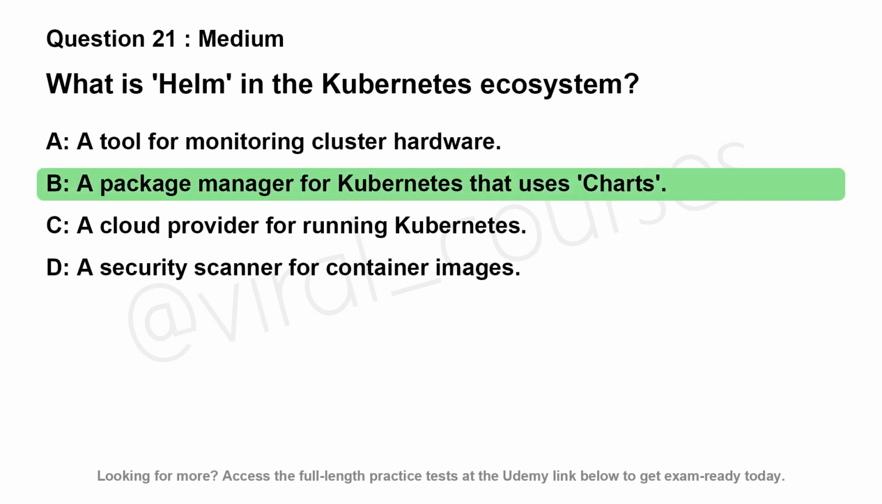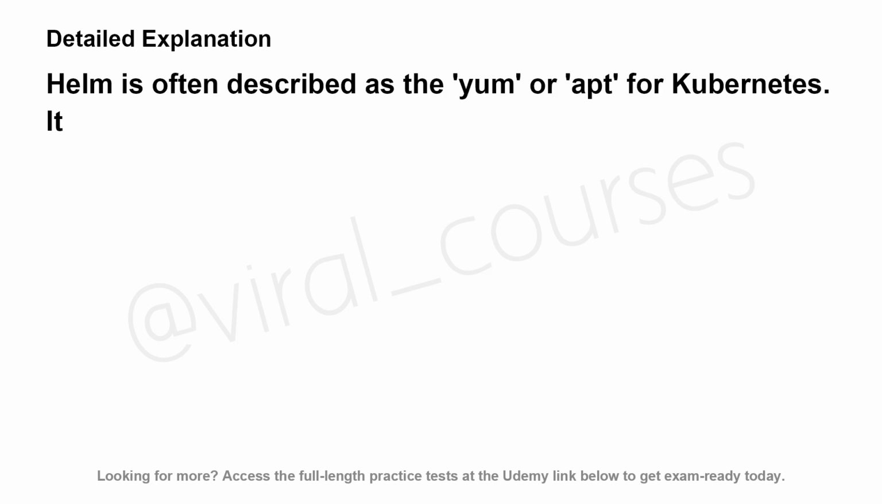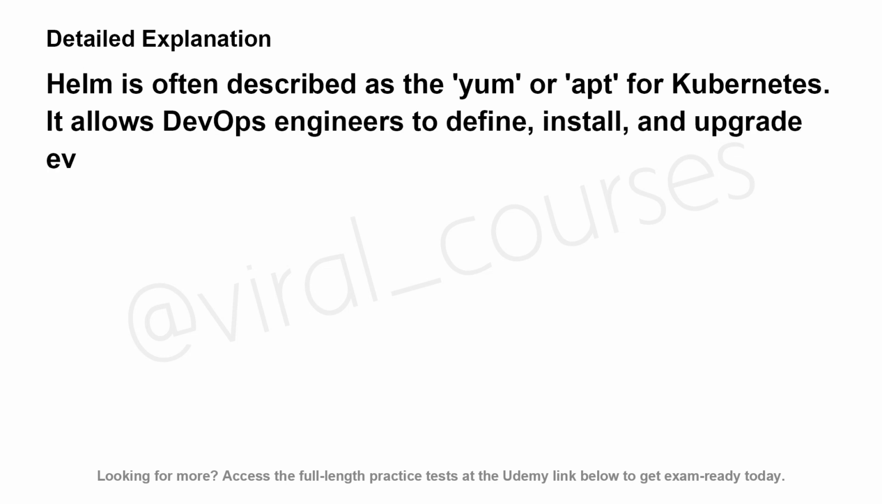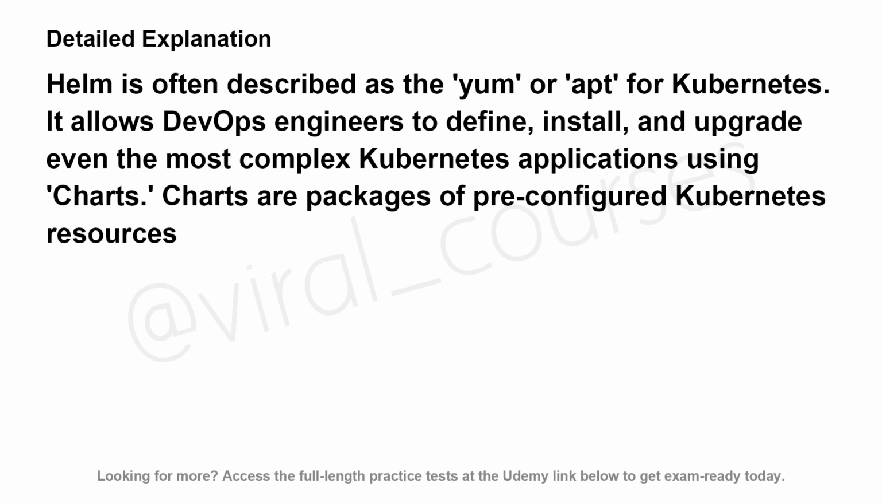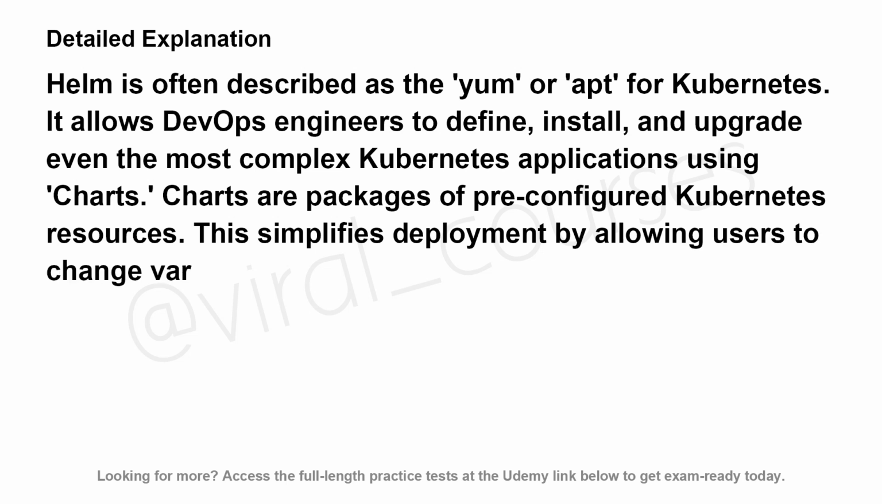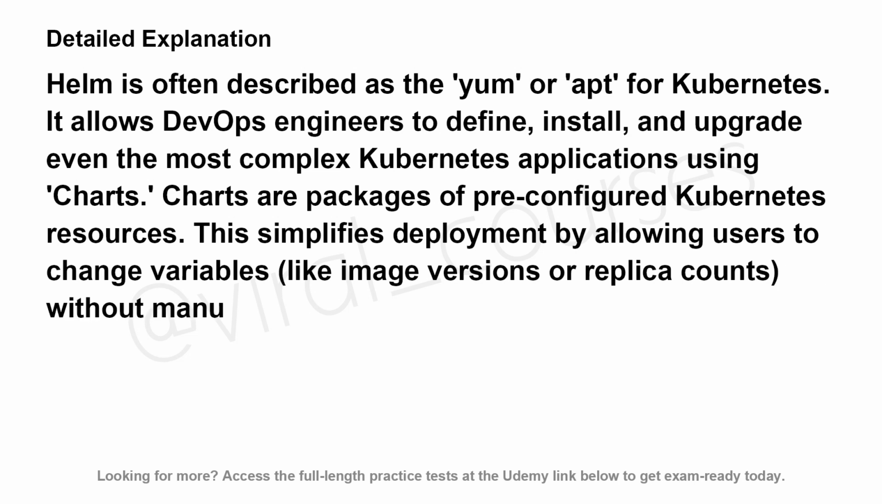The correct answer is B. Helm is often described as the yum or apt for Kubernetes. It allows DevOps engineers to define, install, and upgrade even the most complex Kubernetes applications using charts. Charts are packages of pre-configured Kubernetes resources. This simplifies deployment by allowing users to change variables, like image versions or replica counts, without manually editing YAML files.